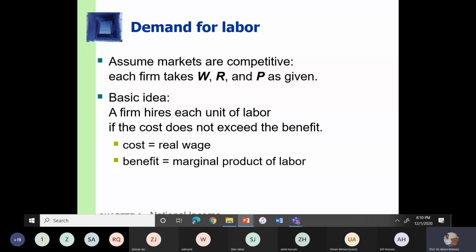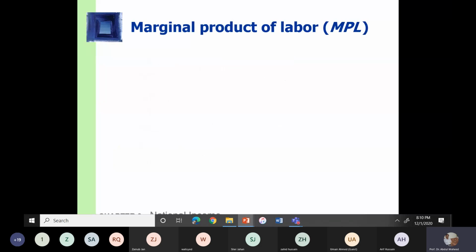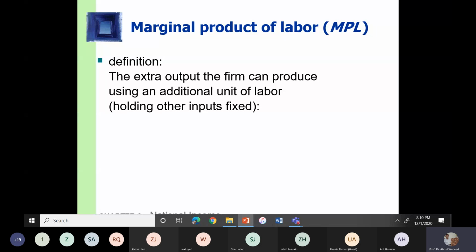So this is the definition of marginal product of labor: the extra output the firm can produce using an additional unit of labor, holding other inputs fixed. In our case, the other input is capital. So with fixed capital, whatever extra output is produced by one additional unit of labor would be the marginal product of that unit of labor.